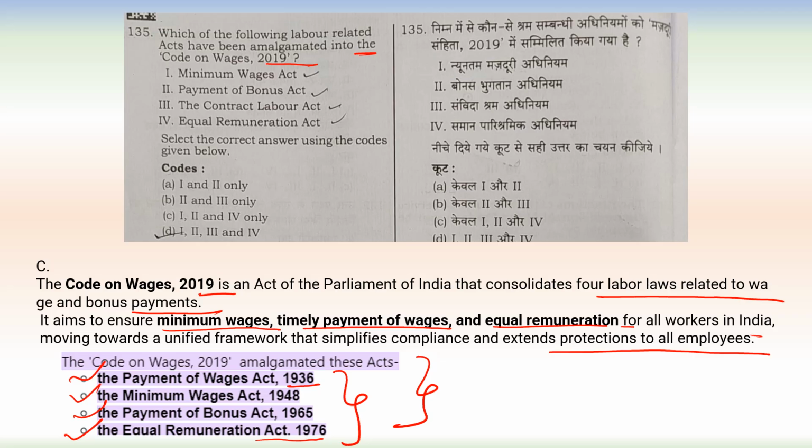So in the options, which option is correct? C is correct here: first, second, and fourth. First is Minimum Wages. Second is the Payment of Bonus Act. Fourth is the Equal Remuneration Act. The third, the Contract Labor Act, is not mentioned anywhere. So first, second, and fourth are correct here.